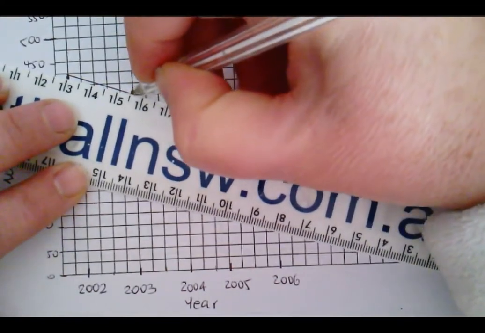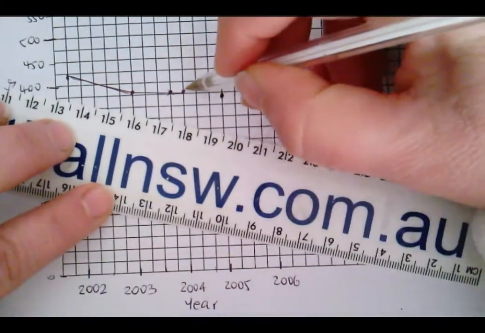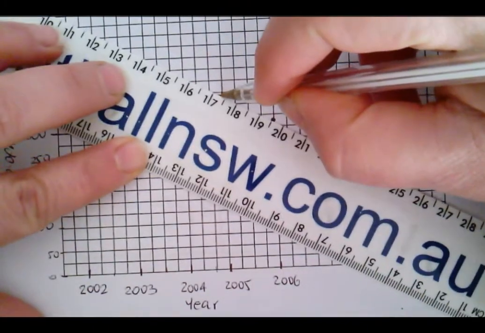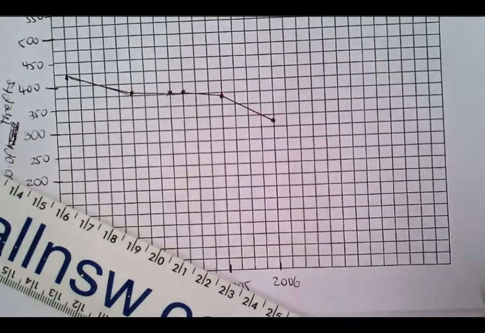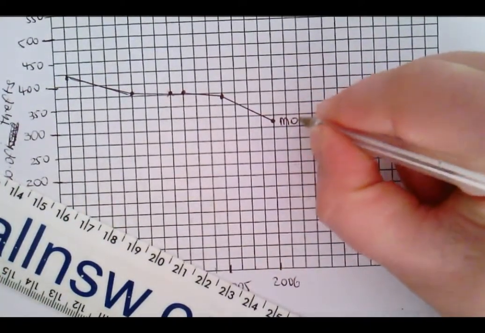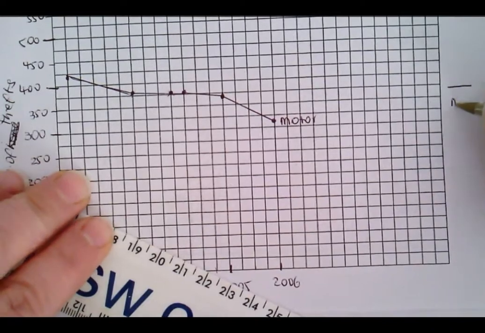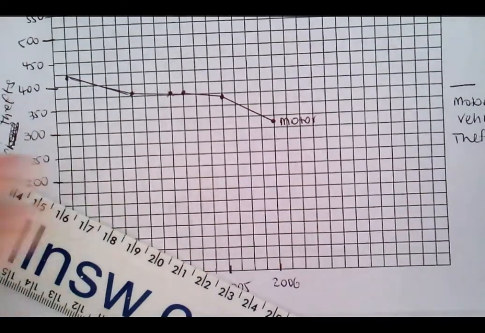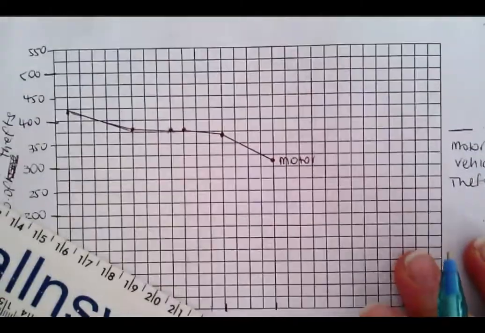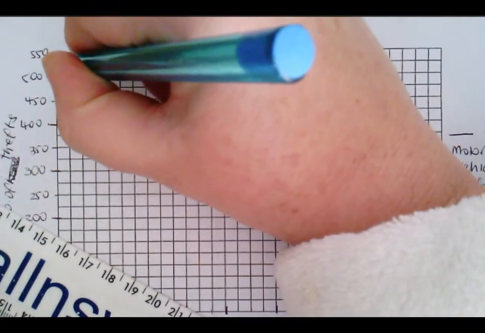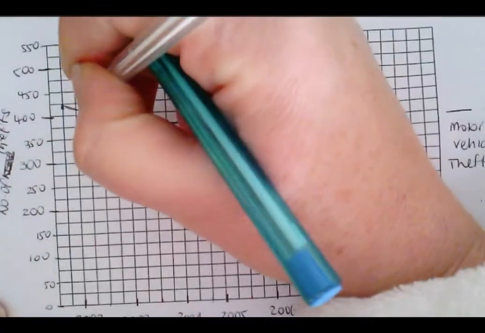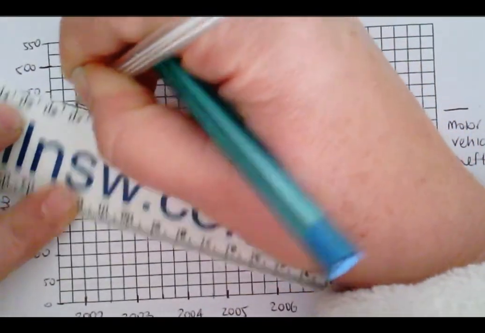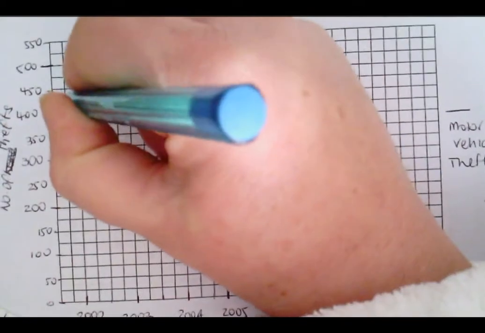Oops, sorry, that first one is not very well drawn. I'm labeling that one as motor vehicle thefts, and then we can do home thefts in another colour. So home thefts, we've got 517. Sorry, I drew this in the wrong spot and I don't have any liquid paper tape, so just ignore that first line there.